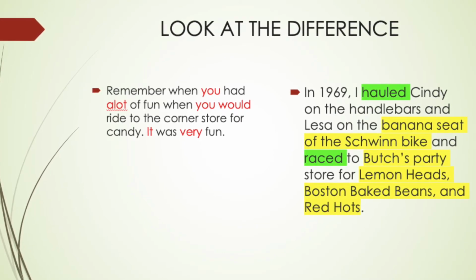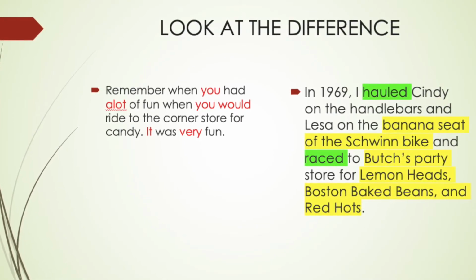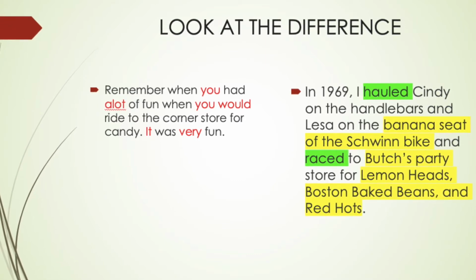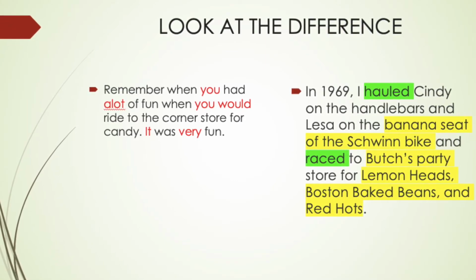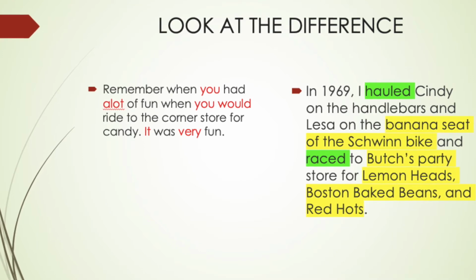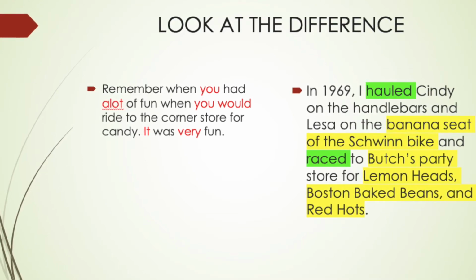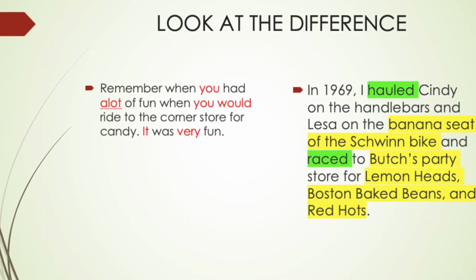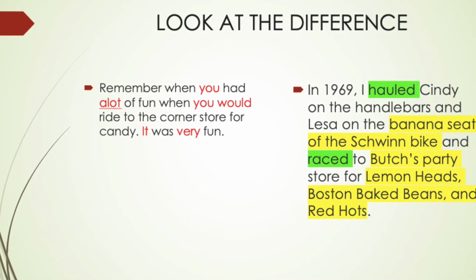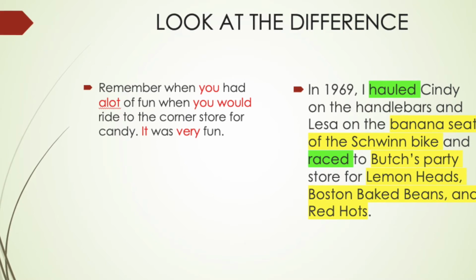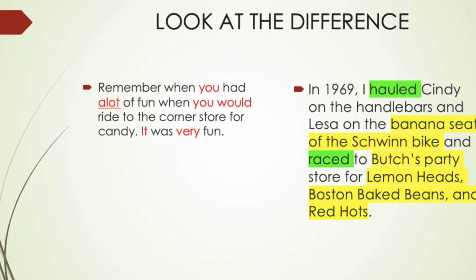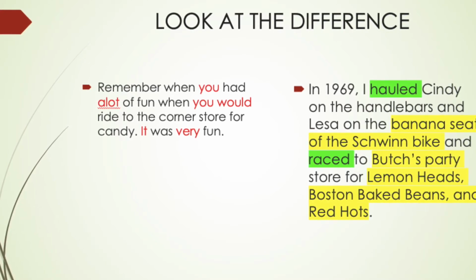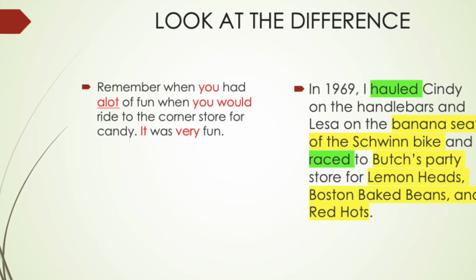On the right, we really see those active verbs working their magic. In 1969, I hauled Cindy on the handlebars and Lisa on the banana seat of the Schwinn bike and raced to Butch's party store for lemon heads, Boston baked beans, and red hots. Words like hauled and raced really help create that imagery. We can see the two kids on one bike on their way to this corner store.